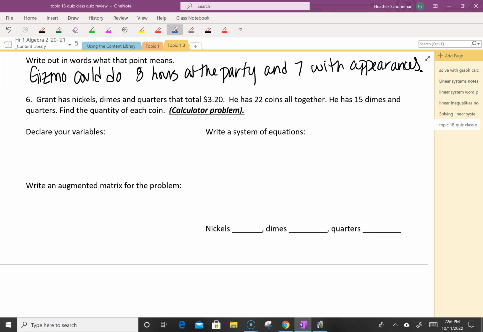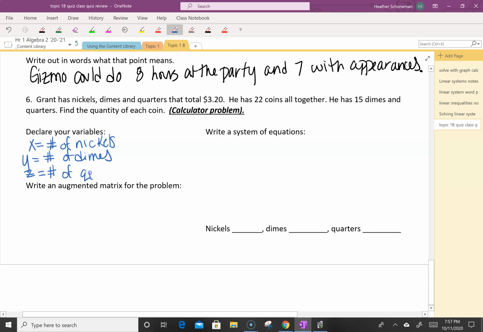So first we need to declare our variables. Since nickels is first, I'm going to make x be the number of nickels. Y is second, so it's going to be the number of dimes. And last but not least, z is going to be the number of quarters. Now, since we have 3 variables, this time we're going to have 3 equations. So let's see if we can figure this out.